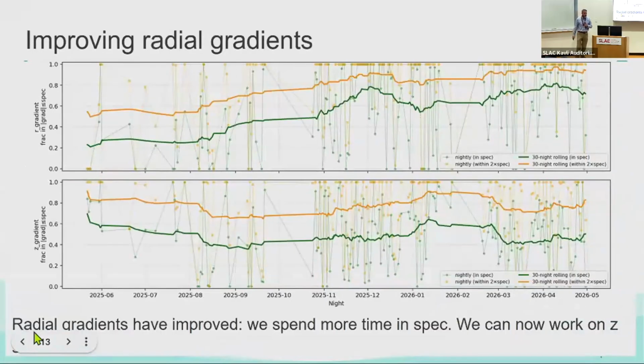Okay. As we're improving those radial gradients, we also improve the Z gradients, which is the front to back glass temperatures, which are more important for the AOS system to perform as well.